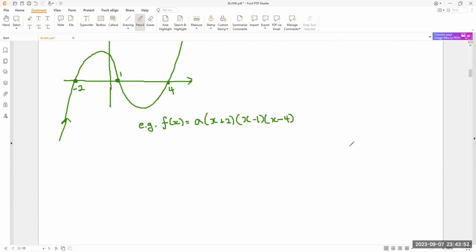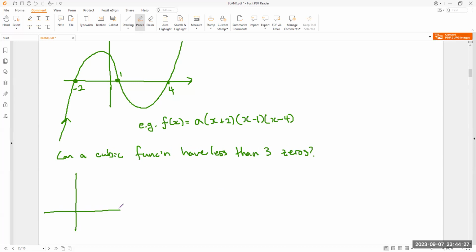Can it have less than 3 zeros? Yes, it can. Sorry, can a cubic function have less than 3 zeros? Yes, it can. But how? Well, let's talk about it.